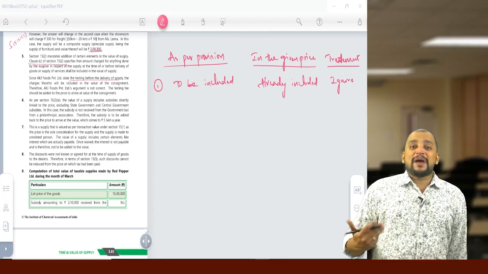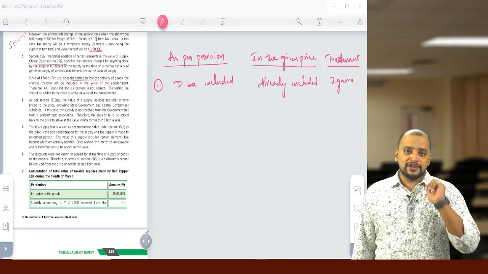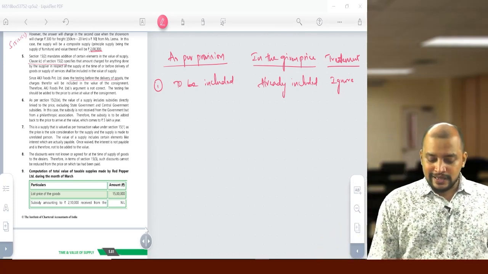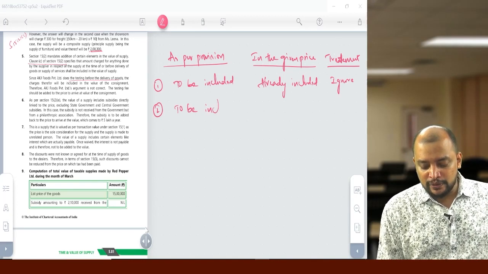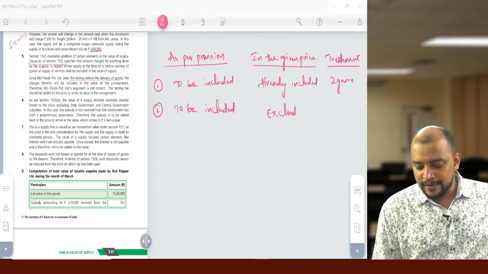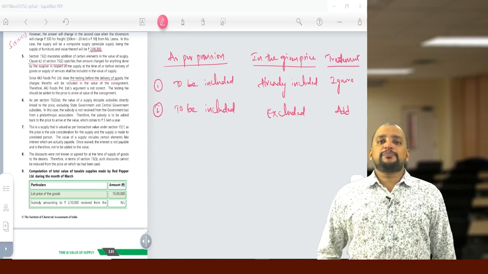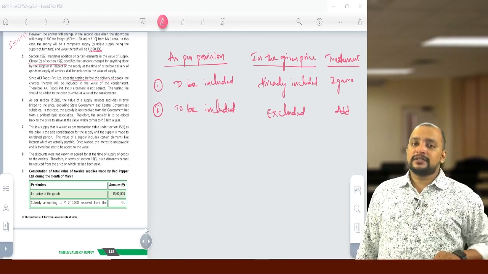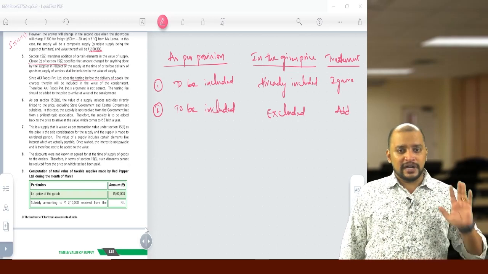So for example, packing charges is to be included because it is before delivery of the goods, and in the given price it is already included, so ignore. Then second, as per provision an amount is to be included, and in the given price it is excluded. So what we need to do? We need to add. For example, subsidy from other than CG or SG directly linked to the price to be included. In the given price it is excluded, so we need to add.